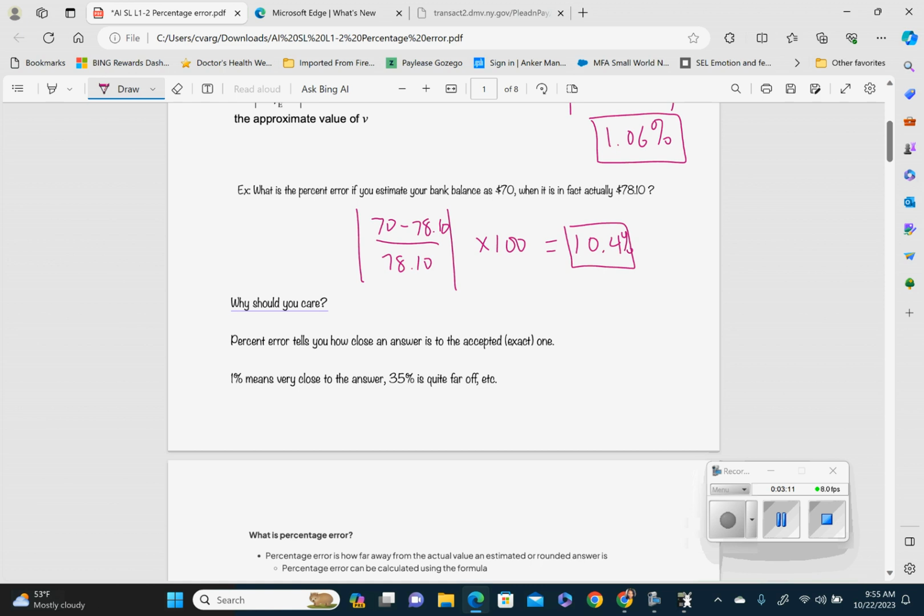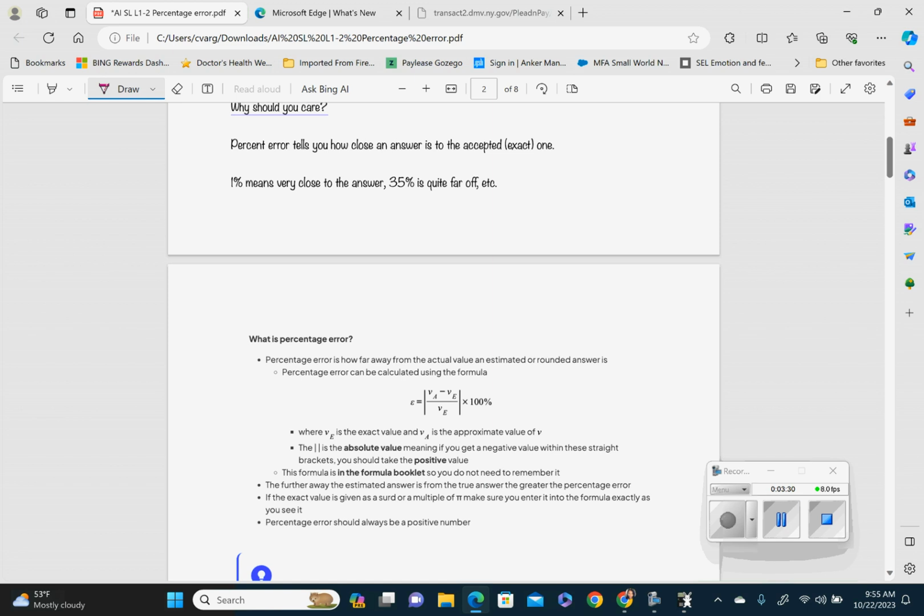So why should you care, right? If you're like 1% off, like I was with the chocolate bar, that means that I'm very close, right? If I'm 10% off, that means I'm farther away. 35% means that my estimate, or my approximate, is way off. So that's what percentage error is.